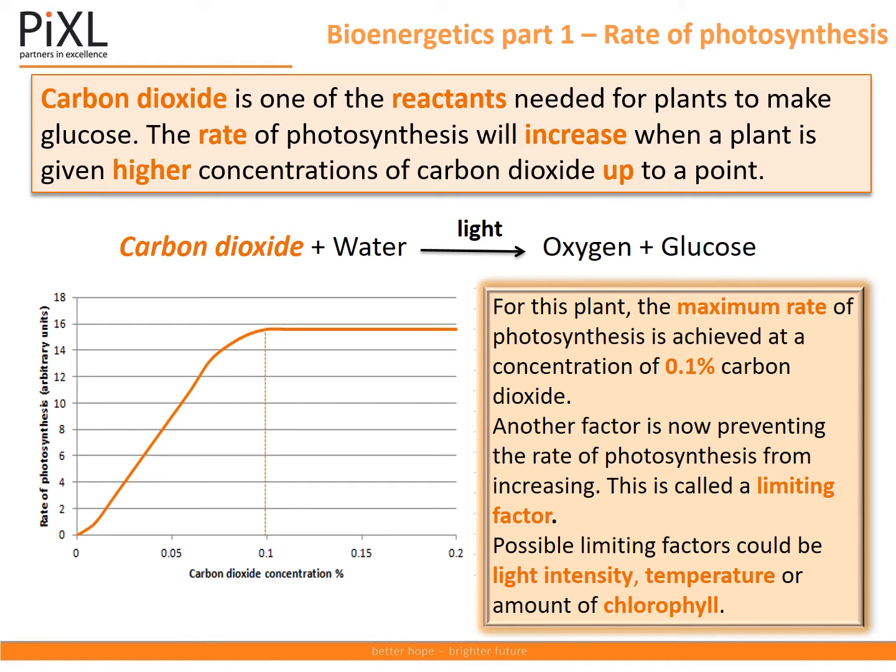So if you pause the video, make sure you've got that carbon dioxide is a limiting factor of the rate of photosynthesis, and also a sketch of the graph just to show what is happening, and you can annotate it with Y.